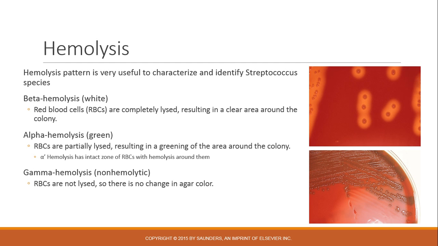It depends on what hemolysis pattern it is. Remember, your beta hemolysis is a complete hemolysis of red cells, so it's your white hemolysis. Here's an example of your beta hemolysis. And then your alpha hemolysis is when it's kind of green around the colony. That kind of looks sick. The red cells aren't cleared away completely. They're just kind of sick and dying. And then your gamma is non-hemolytic.